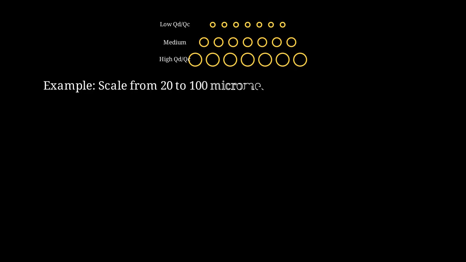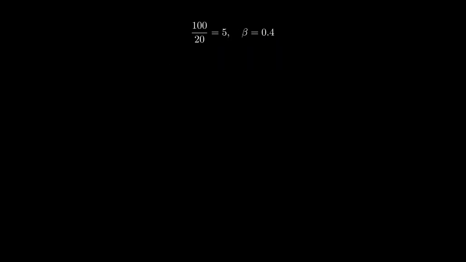Let's calculate how to scale droplet size from 20 to 100 micrometers. The size ratio equals the flow ratio raised to power beta. We want a 5-fold size increase with beta equals 0.4. The flow ratio must increase by 41-fold to achieve this size change.